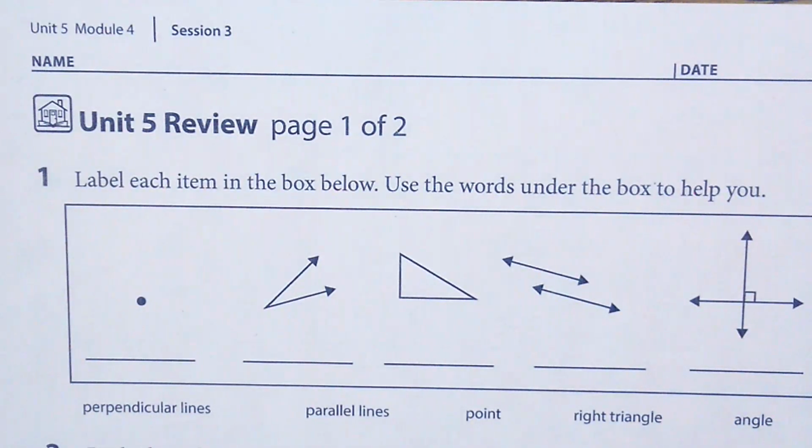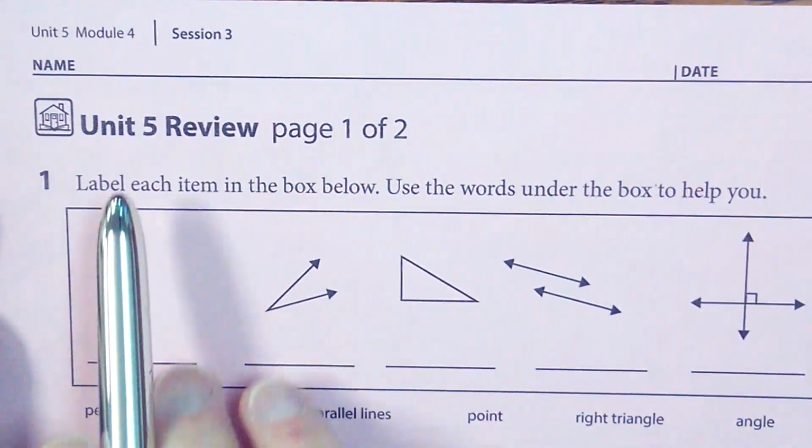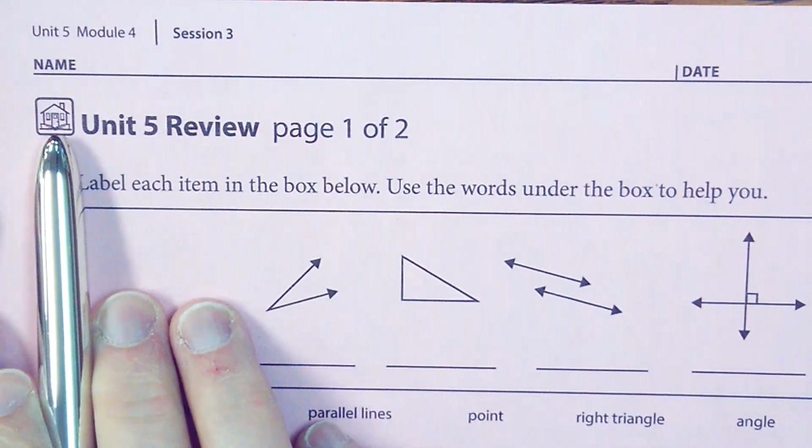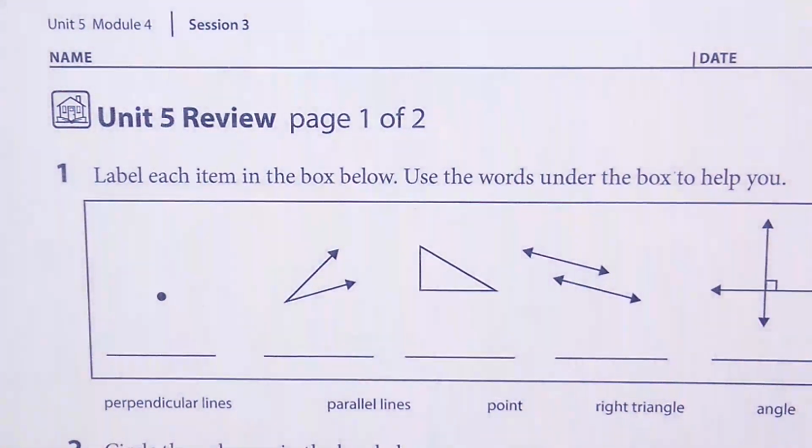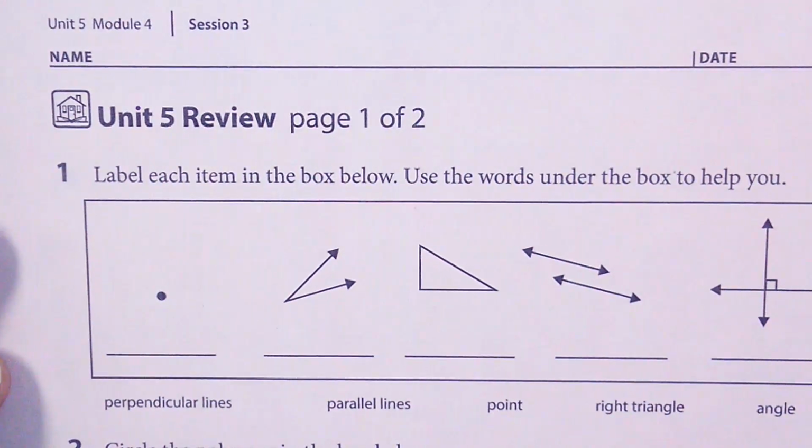Greetings, this is Unit 5, Module 4, Session 3. This is the Unit 5 Review Home Connection. It's a two-pager, name and number, please. Always good to get a review in before you do your end-of-unit assessment. So let's take a look.